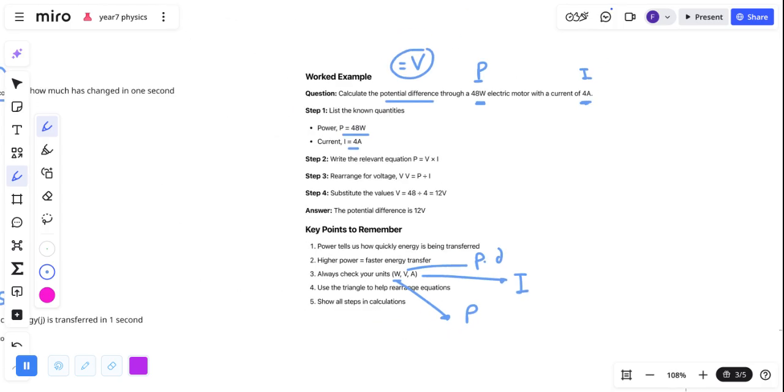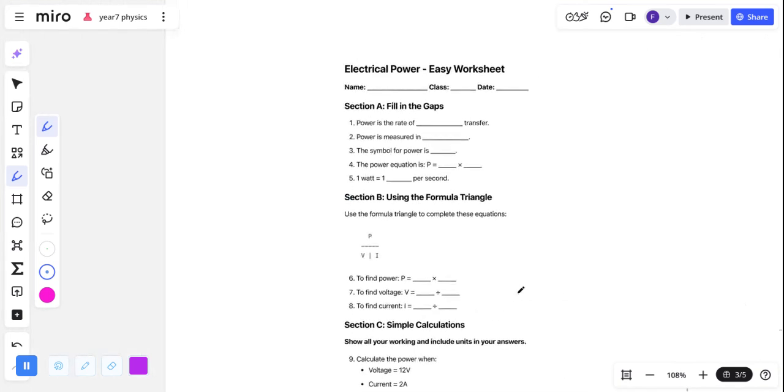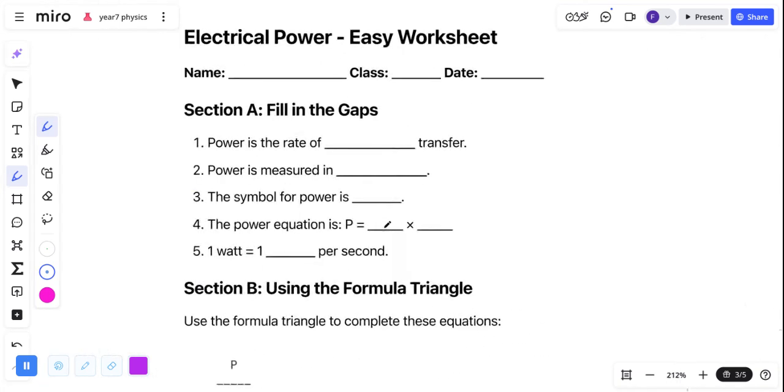And that's it. Okay, so your first step is the easy questions. Power is the rate of energy transfer. Power is measured in watts or joules per second. I love joules per second. The symbol for power is P. The power equation is V times I. 1 watt equals 1 joule per second.